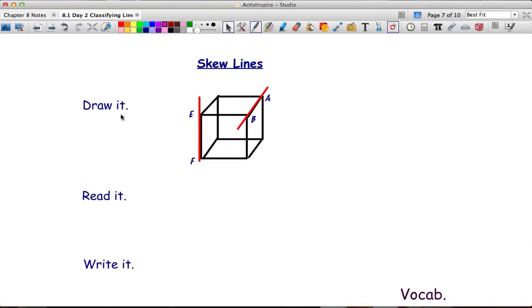Okay, again, I did the drawing for you for skew lines. So to read this, we would say line AB and EF are skew. And since there's no symbol for skew, the only way to shorten this up is to use our line symbol and say that line AB and line EF are skew.